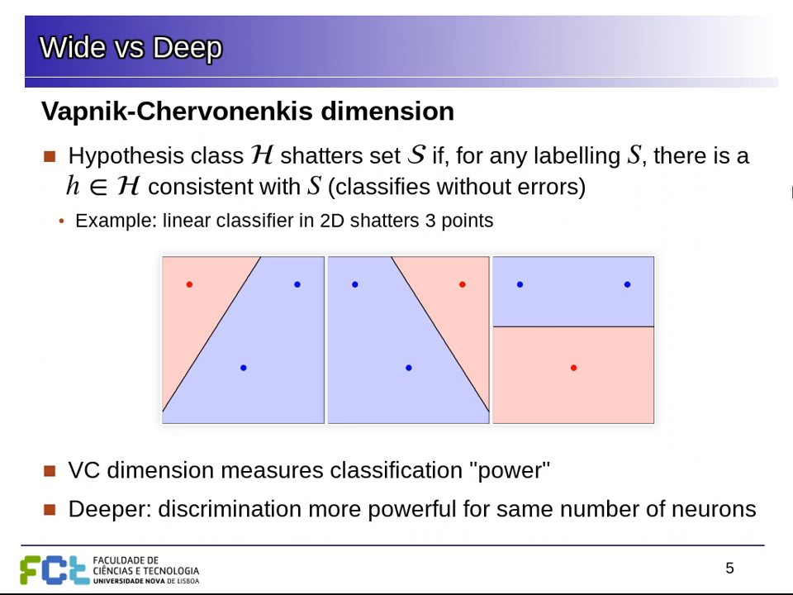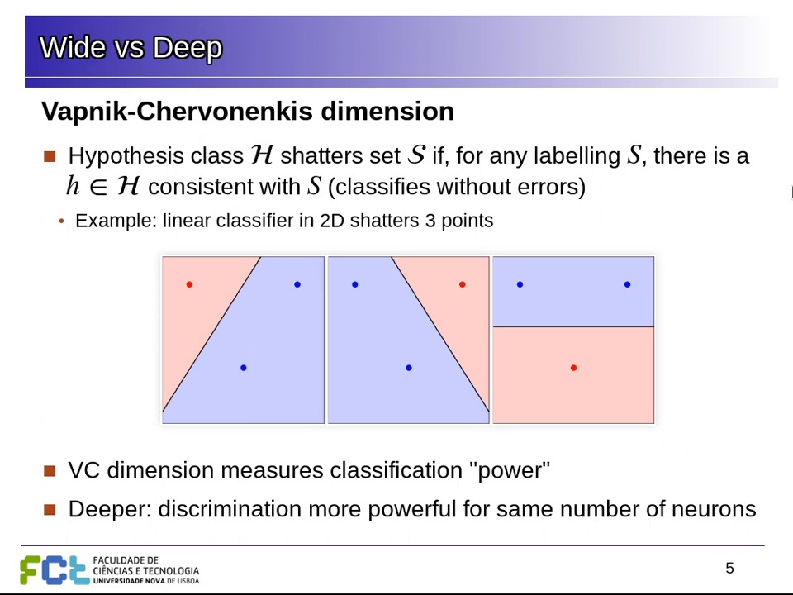So, for example, suppose that the set S is this set of 3 points, and our hypothesis class is all straight lines in the plane, and we can shatter this set of points because independently of how we combine the labels, blue and red, we can always find a straight line to separate them. If we had a set of 4 points, for example, we would not be able to do this because there would always be some combinations of labels that could not be separated with a straight line.